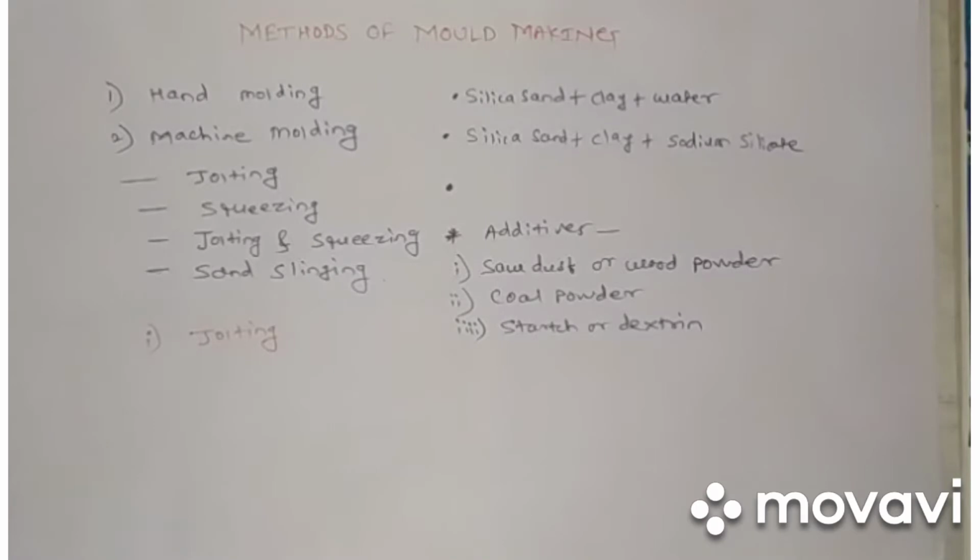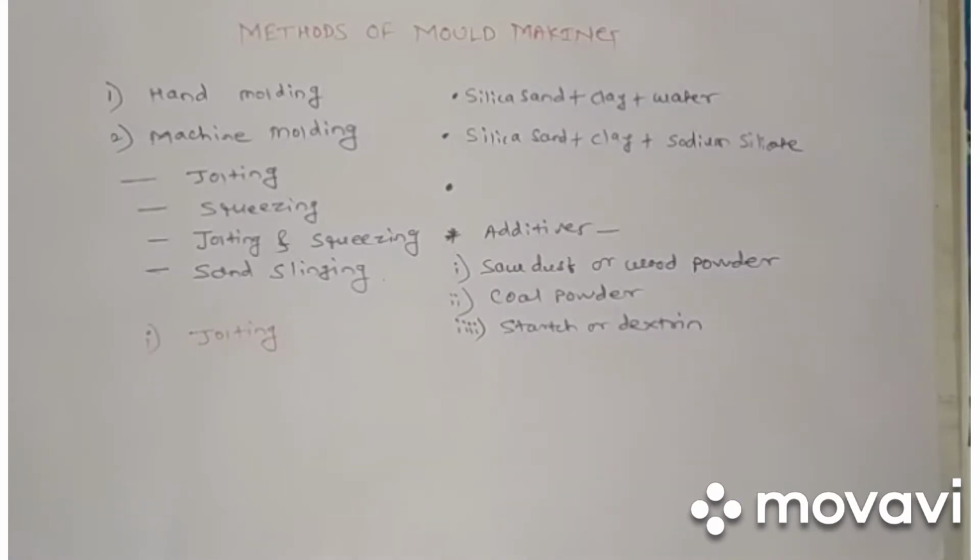This is the second part of our casting process and the different designing aspects involved in this process. First we are going through the basics. Now we have seen that with the help of a pattern we make a mold, and the liquid metal is poured into the mold and we get the casting.